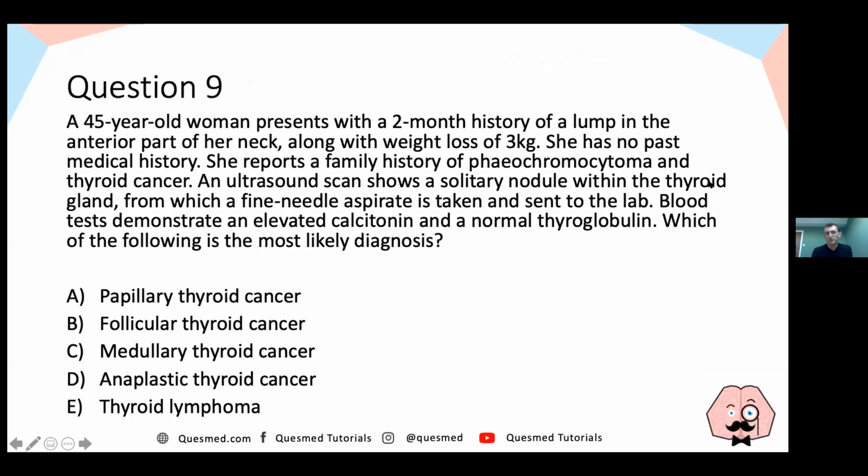So final question, question 9. A 45-year-old woman presents with a 2-month history of a lump in the anterior part of her neck, along with weight loss of 3 kilograms. She has no past medical history. She reports a family history of pheochromocytoma and thyroid cancer. An ultrasound scan shows a solitary nodule within the thyroid gland, from which a fine needle aspirate is taken and sent to the lab. Blood tests demonstrate an elevated calcitonin and a normal thyroglobulin. Which of the following is the most likely diagnosis?